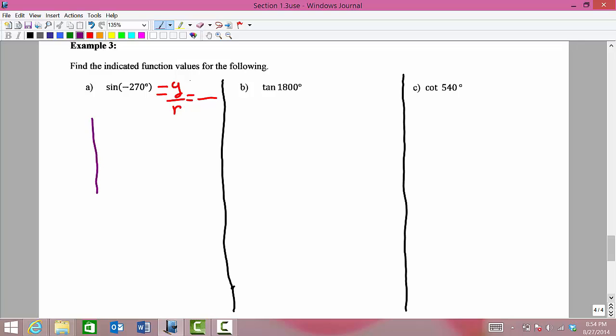So let's think about where negative 270 degrees would be located. So we put it in standard position, and we're going to go around in the negative direction. This would be negative 90, negative 180, we need 90 more, and we're going to stop here. We went 3 quadrants. Remember, each quadrant is 90, so it's 90, 180, and then 90 more would be 270. So we went 270 degrees in the negative direction.